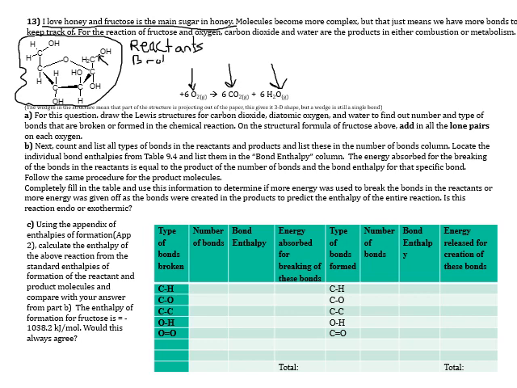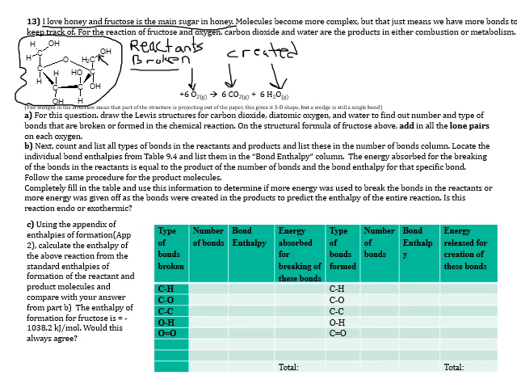And then in the products, as those bonds are broken, they had to have been rearranged somehow, and the bonds are made. So they are created on the product side. Since they're created on the product side, remember that when bonds are created, energy is given off. When bonds are broken, energy is absorbed.